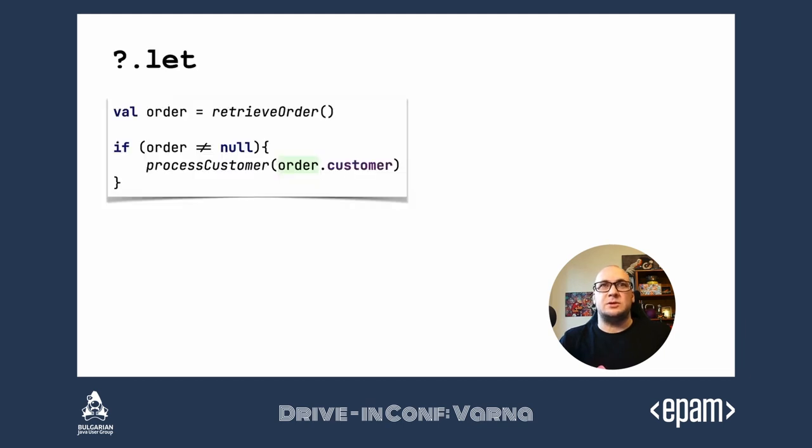Another very commonly used example is the let function, when we use it to check for null value. So for instance, we retrieve an order and we want to do something with that order, and it might be null. Maybe it's declared even as a nullable type. And then we check for null and we refer to that variable. In this example, for instance, we call a customer property on that variable. And in Kotlin, we often write it like this.